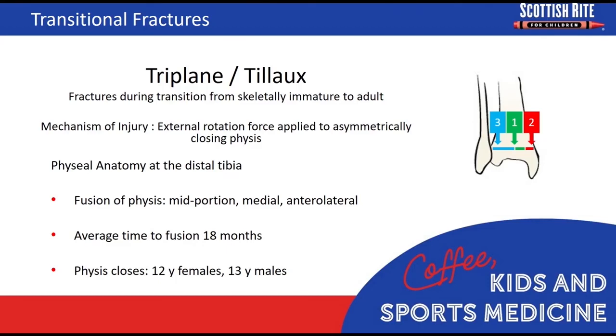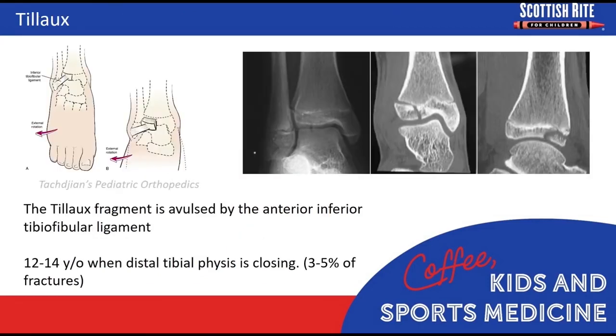So the physis for females closes around 12 to 13, males around 13 to 14. So there are 2 types of transitional fractures: the Tillaux and the triplane. Their mechanism of injury is the same, but their pathology is different. The Tillaux, as you can see here, is avulsed here, and typically happens in 12 to 14-year-old males and females. And you get a Salter-Harris 3 fracture of the distal tibia.